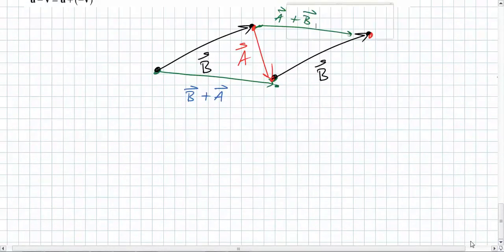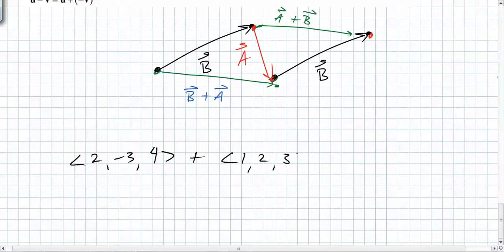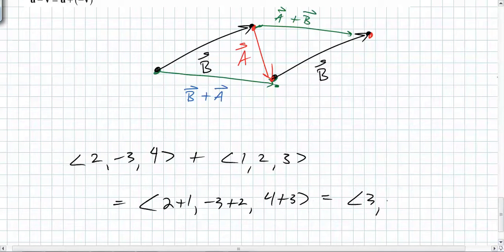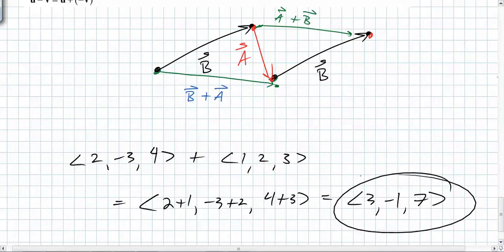Do an example. So in 3 space, you're not going to draw what it looks like because it's a little hard. Let's say you had 2, negative 3, 4, and you're adding to it 1, 2, 3. That would be 2 plus 1, comma, negative 3 plus 2, comma, 4 plus 3. So that would be 3, negative 1, 7, like that.